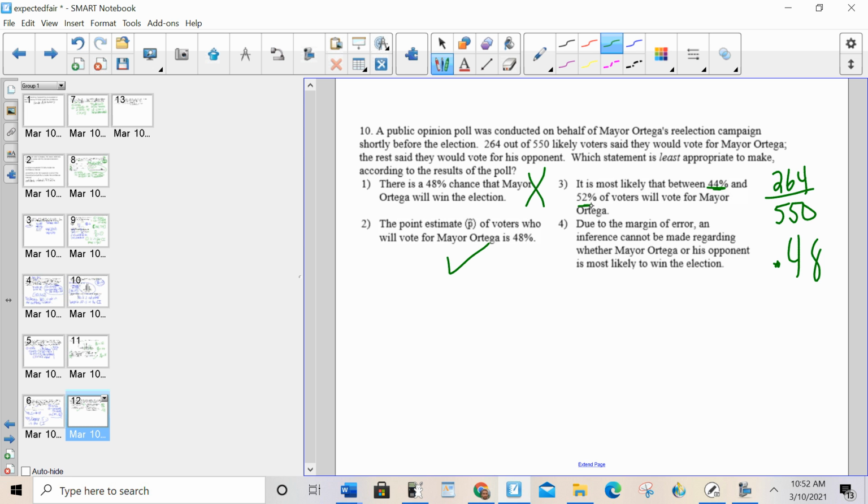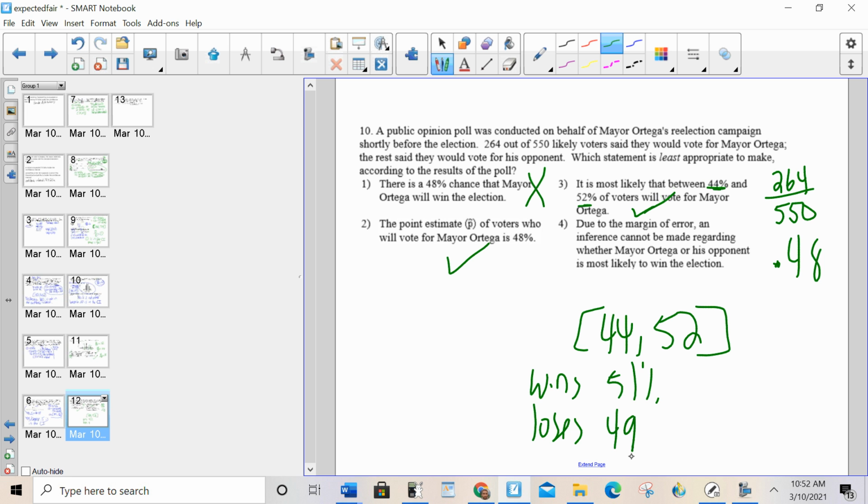That sounds pretty good. There's a way for us to actually calculate the confidence interval, but I'm not going to get into it because it gets pretty complicated. Due to the margin of error, an inference cannot be made regarding whether Mayor Ortega or his opponent will win the election. Well, if the confidence interval is between 44 and 52, is him winning an expected value? Let's say he wins if he gets 51%. So he wins with 51% and he loses with 49%. Hopefully that makes sense to everybody.